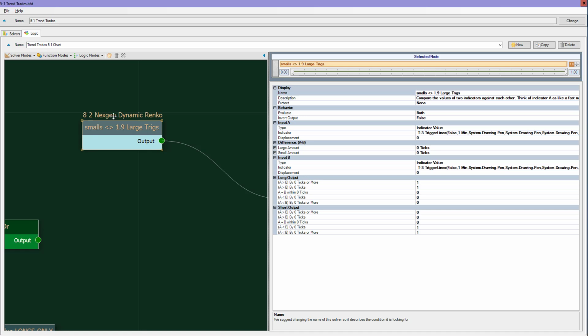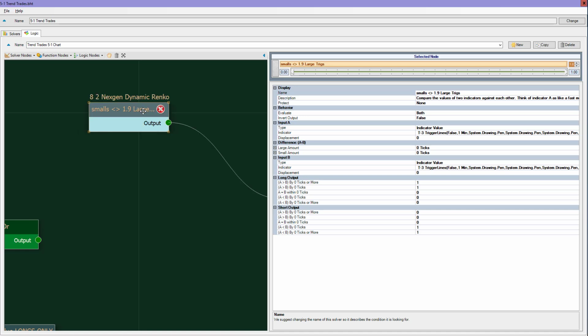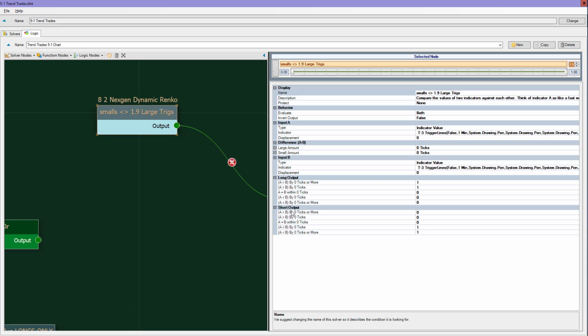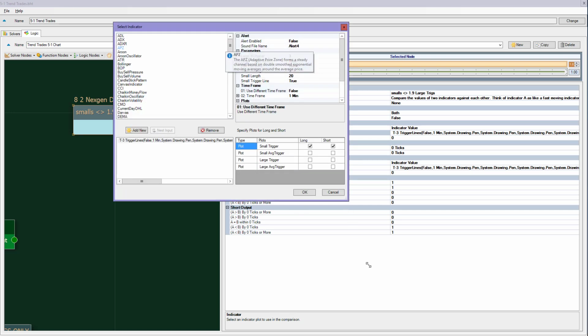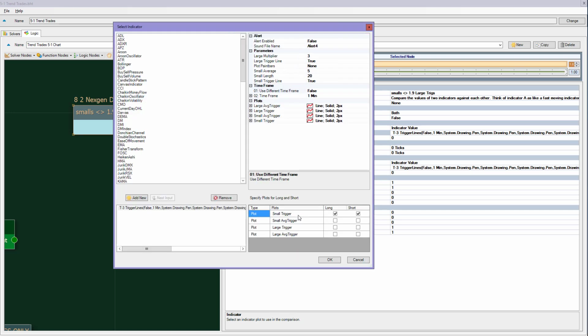The small triggers are greater than or less than the large triggers on the 8-2 chart. That's the only rule. Are you okay? Small triggers. And again, I think this is important. If you don't get it, then say it, because that's why we have the class.